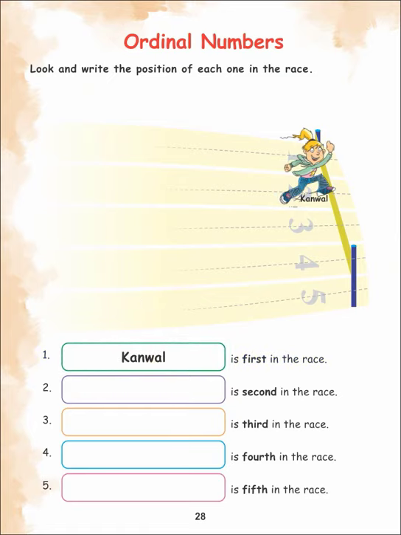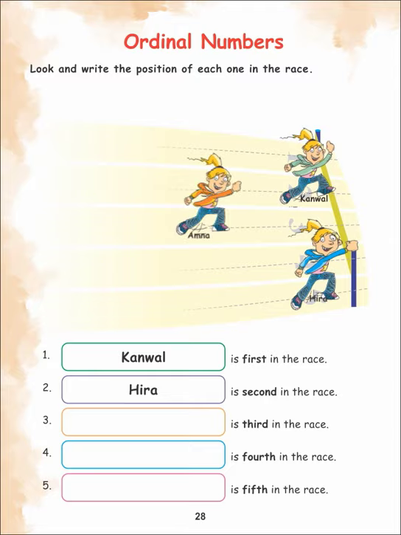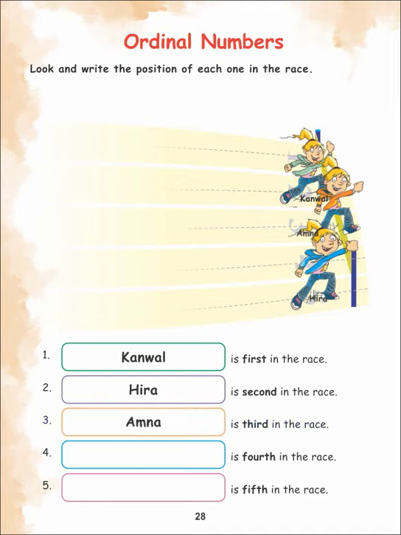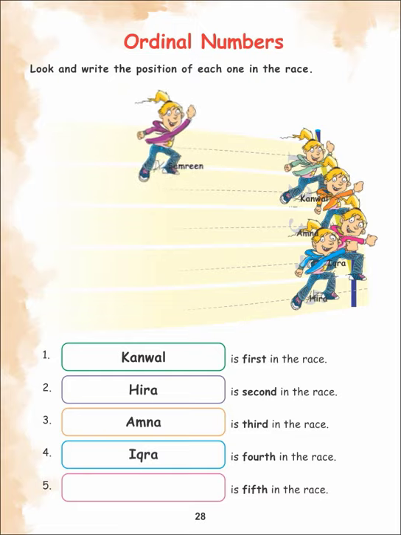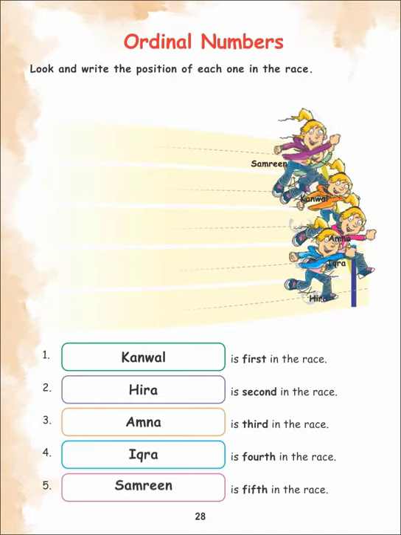Kamal is first in the race. Hira is second in the race. Amna is third in the race. Ikra is fourth in the race. Samreen is fifth in the race.